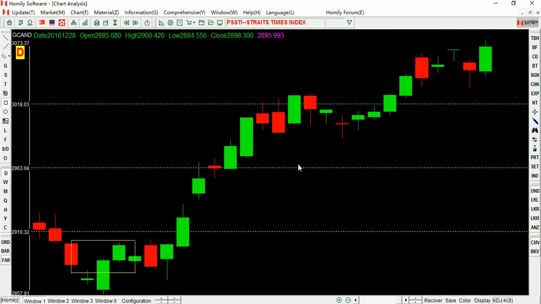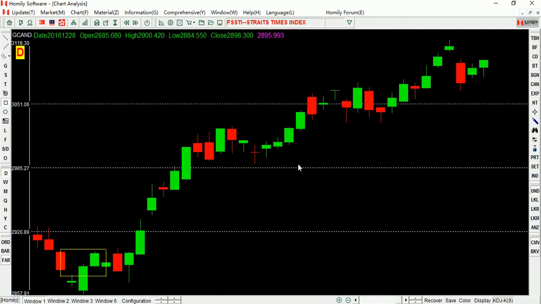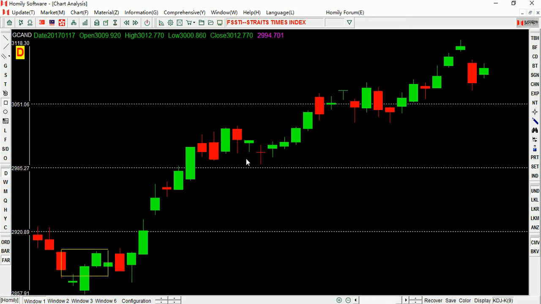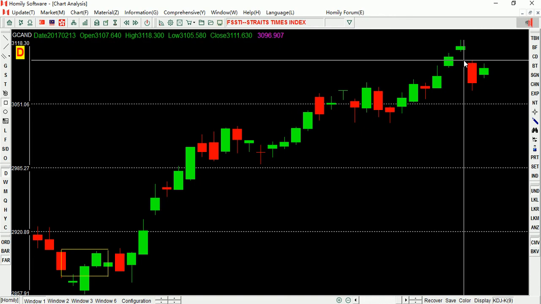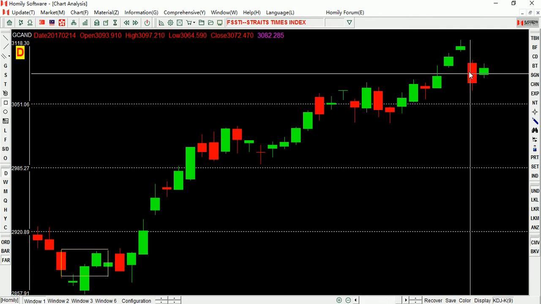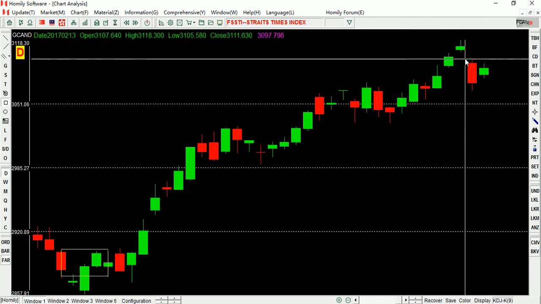So how to find the high point, if you want to know whether the price will go down or not? You can find the high point. So this is the high point, right? Because this high price is higher than these two and then these two candlesticks. So we can confirm this is the high point.